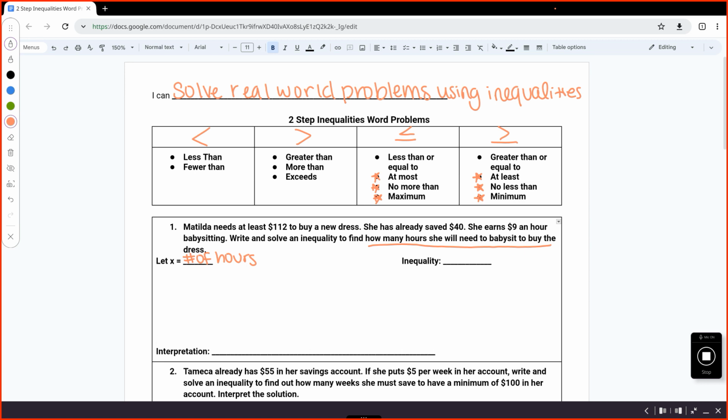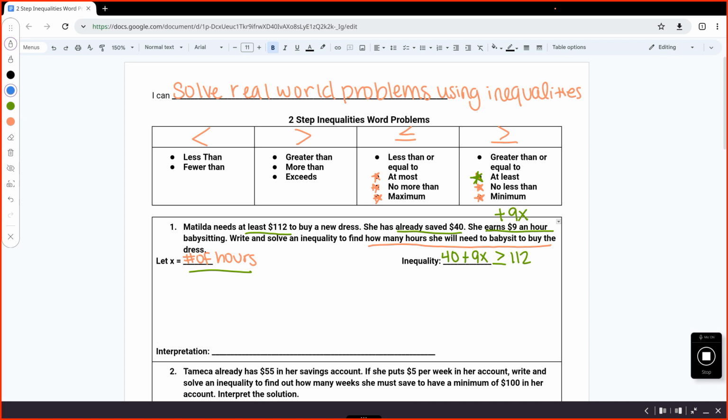All right, so our inequality is, we're going to start off with this where it says at least $112. Well, at least is here in our keywords. So we're going to use the greater than or equal to symbol, greater than or equal to $112. She already saved $40, so we have $40 here, already saved. And then she earns $9 an hour, so she's earning $9 per hour, so plus 9x. Because we said that x over here is a number of hours.